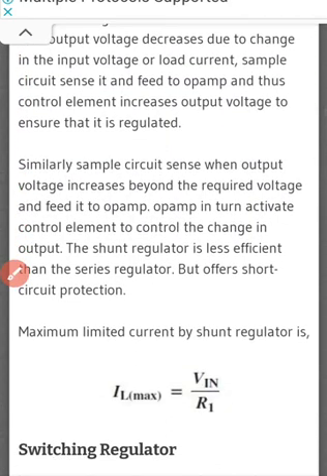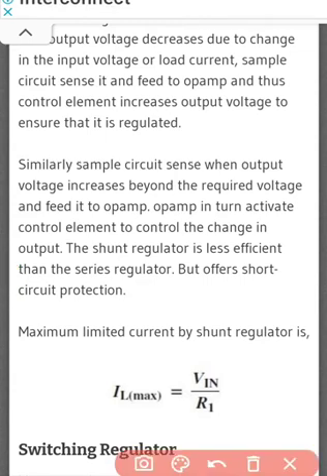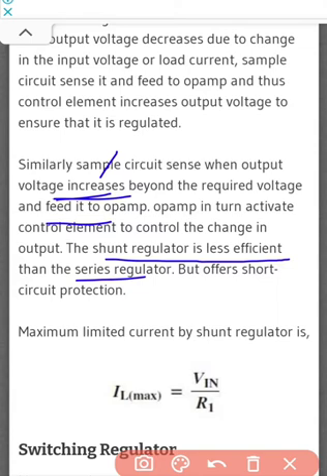Similarly, the sample circuit senses when the output voltage increases, in exceptional circumstances, beyond the required voltage. Again it feeds back to the operational amplifier, and the shunt regulates it and reduces it at that juncture, so that this increase and that decrease are counterbalanced. The shunt regulator is generally less efficient than the series regulator, so the previous regulator is generally used where the transistor is in parallel operation.